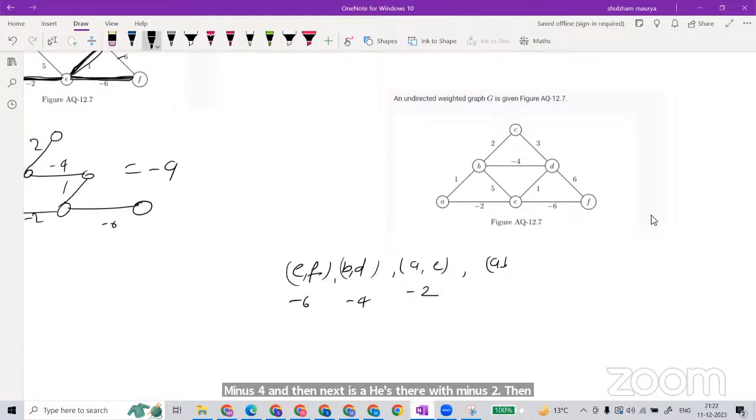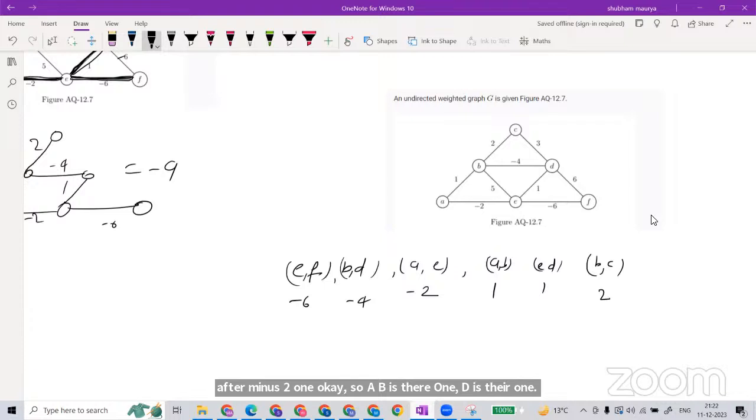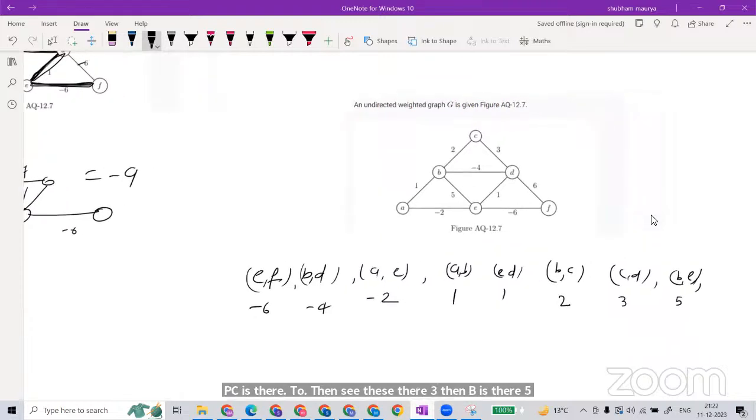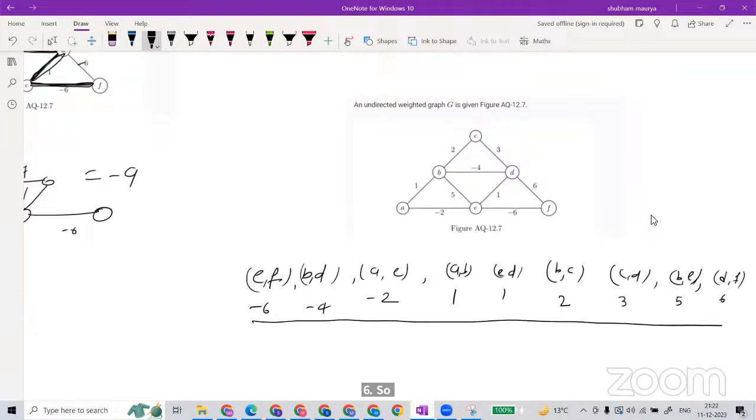So AB is there, 1, then ED is there, 1. Now BC is there, 2, then CD is there, 3, then BE is there, 5, and then DF is there, 6. So I just wrote all the edges in ascending order.